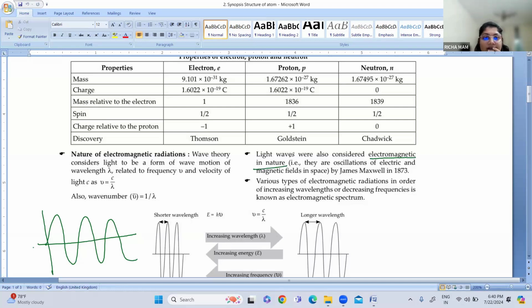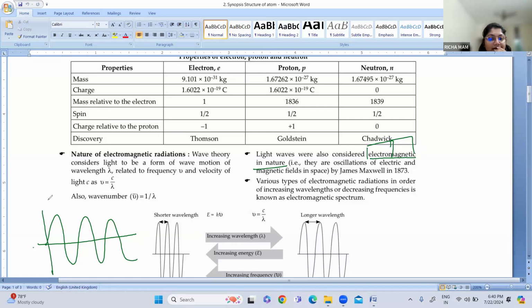Why is it called electromagnetic in nature? Electro means there is a presence of an electric field and a magnetic field. And this was told by the scientist James Maxwell, in the year 1873.